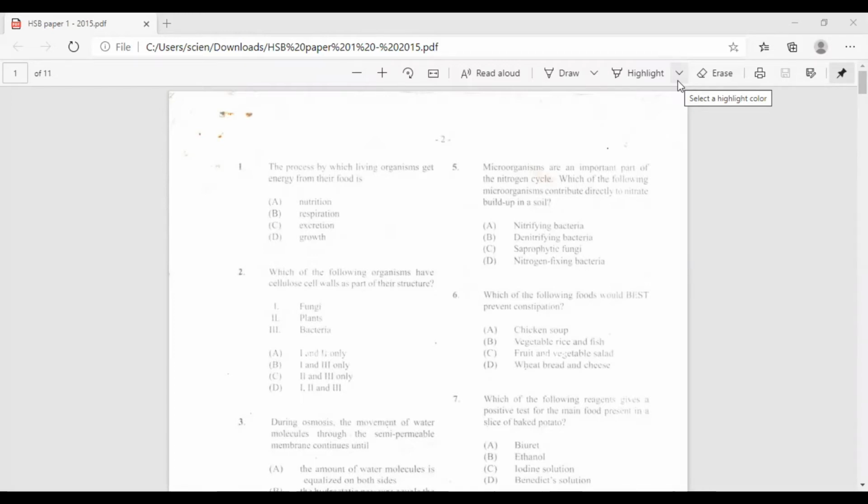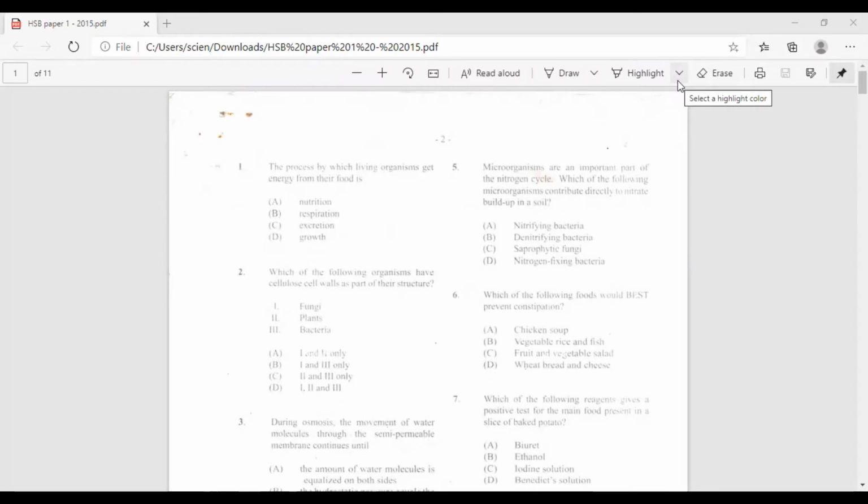All right, so question 1: the process by which living organisms get energy from their food is A, nutrition, B, respiration, C, excretion, and D, growth. So the answer is respiration, because that's definitely its definition, which is the process by which food is broken down to give energy.